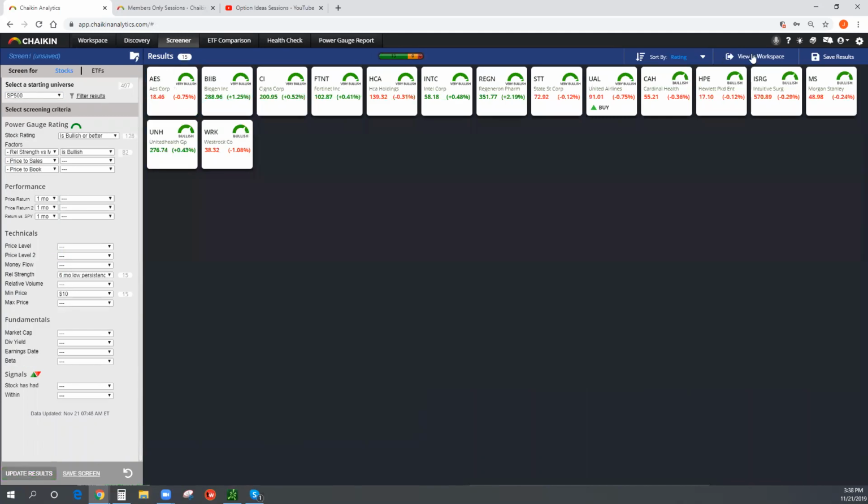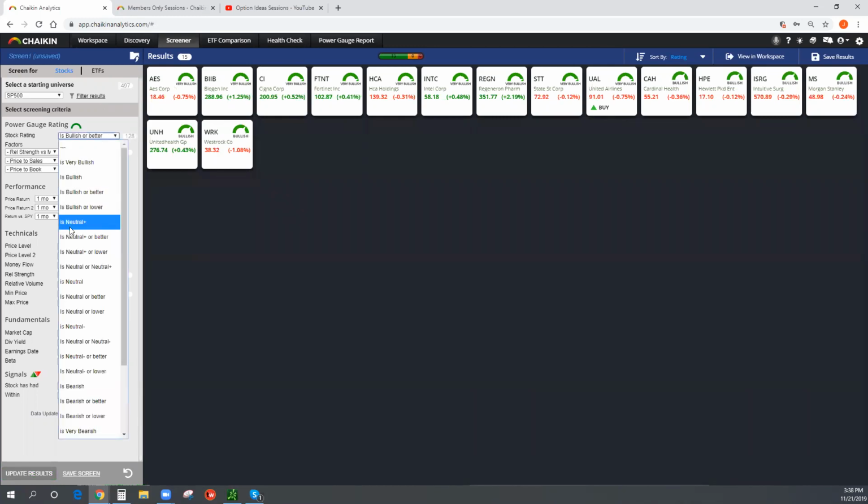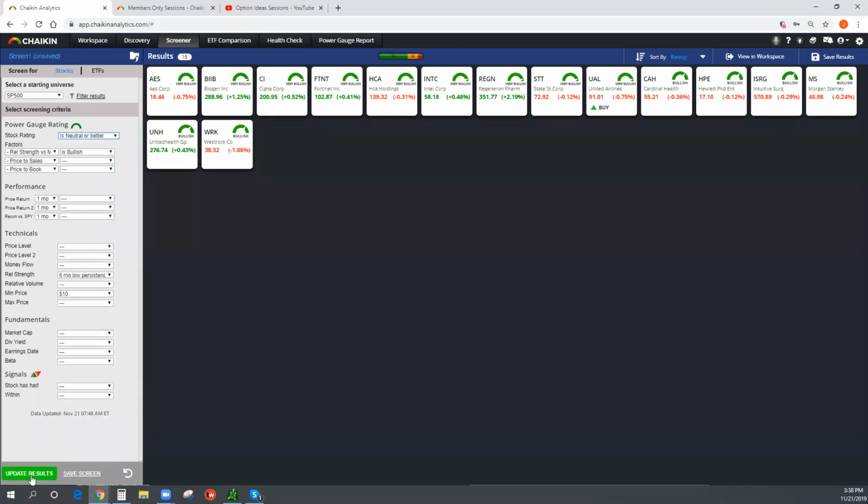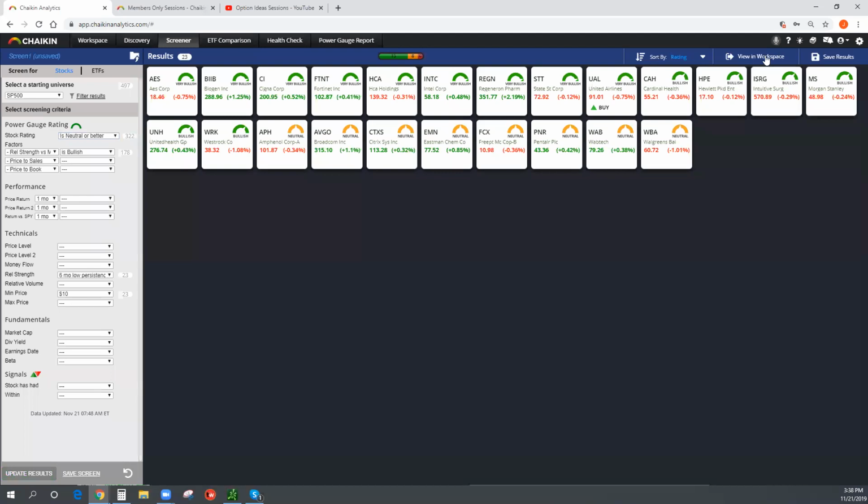All right, there's a bunch of them. And maybe you don't even want the bullish or betters. You're willing to catch them when they're neutral. All right, so neutral or better. A couple more come on.